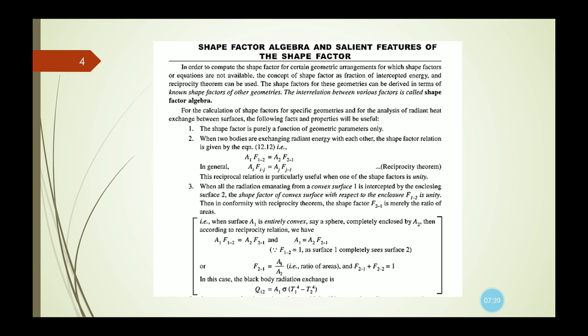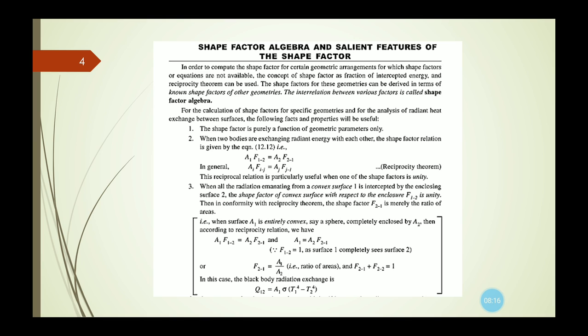Next, number 2. When two bodies are exchanging radiant energy with each other, then the shape factor relation is given by A1 F12 equals A2 F21, which is nothing but the reciprocity theorem that we have discussed just now. So this reciprocity relation is one of the properties of the shape factor algebra, which can be represented in a general way as Ai Fij equals Aj Fji.